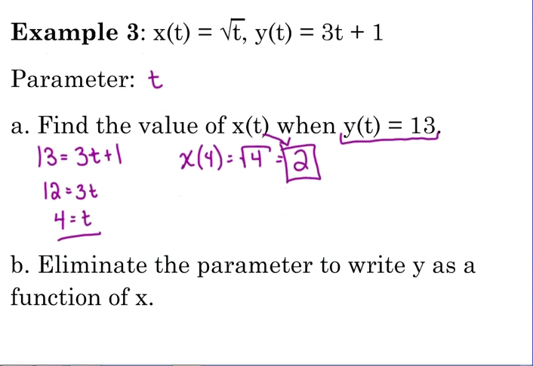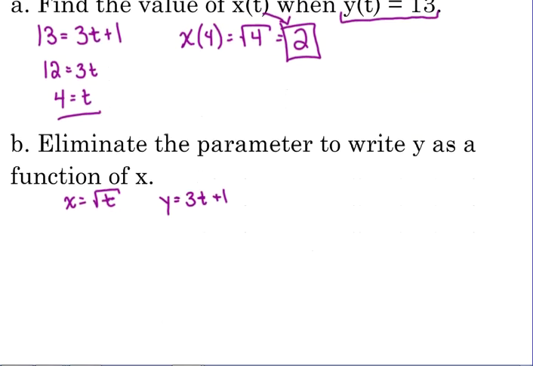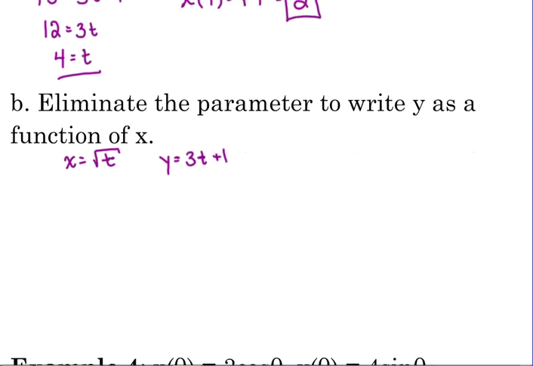Let's write this one in rectangular form. So x is equal to the square root of t. y is equal to 3t plus 1. Which one do you think we should solve for t? x or y? Okay, I've heard somebody say y. You could. Anybody think we could solve the x one? What would we do to get t by itself for the x equation? Square it.